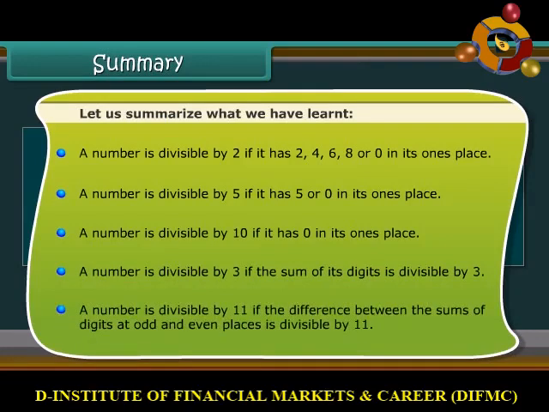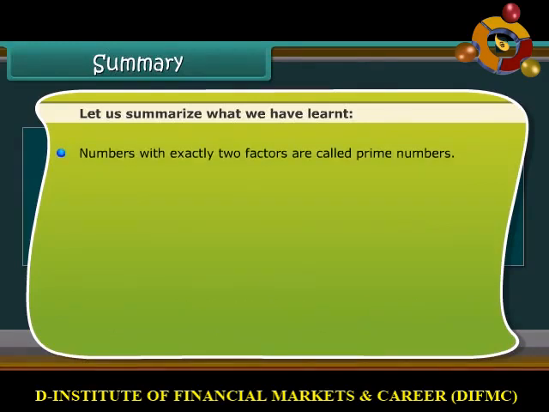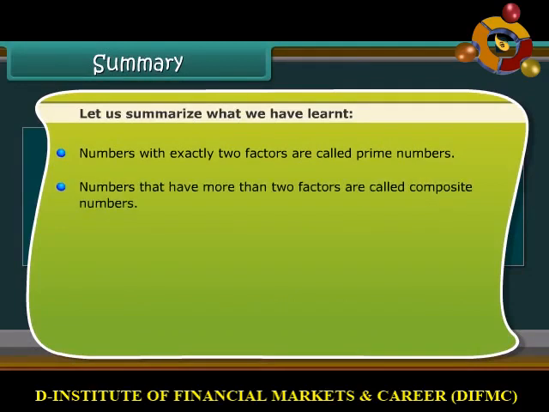A number is divisible by 11 if the difference between the sums of digits at odd and even places is divisible by 11. Numbers with exactly 2 factors are called prime numbers. Numbers that have more than 2 factors are called composite numbers. 1 is a unique number. It is neither prime nor composite.